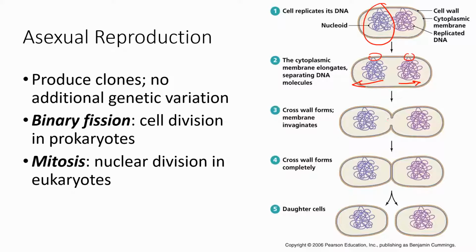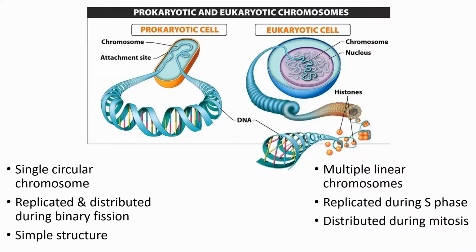Once they are separated enough, you start pinching in between the 2 different chromosomes until eventually they have separated and you have 2 new cells formed. This process in prokaryotes is called binary fission, literally 2 splitting into. Binary meaning 2, fission meaning splitting. This process is more complicated in eukaryotes, where the process of nuclear division is called mitosis.